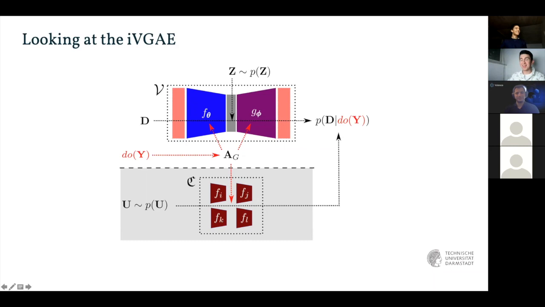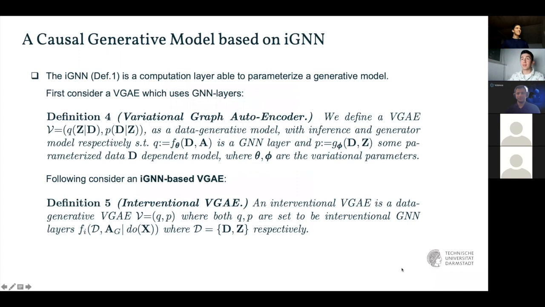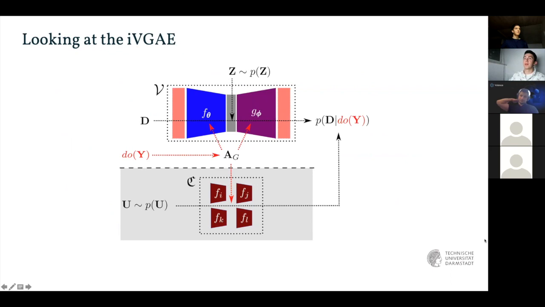Okay. So maybe just to go one slide back. So really what we said, right? Now we look at this variational autoencoder structure, and we replace the autoencoder part, the encoder and decoder, the generator and model, with IGNNs. And then what it looks like is this here on this slide, where you have this V model. And now when you do an intervention on the variables y, it obviously changes the adjacency, which then again changes these GNN layers and what they are computing.